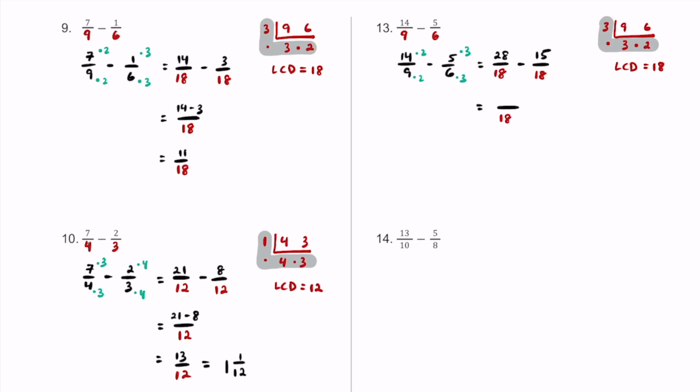And then on top, let's take 28 and then subtract the 15. 28 minus 15, I believe, is 13. So our final answer here is going to be 13 over 18.